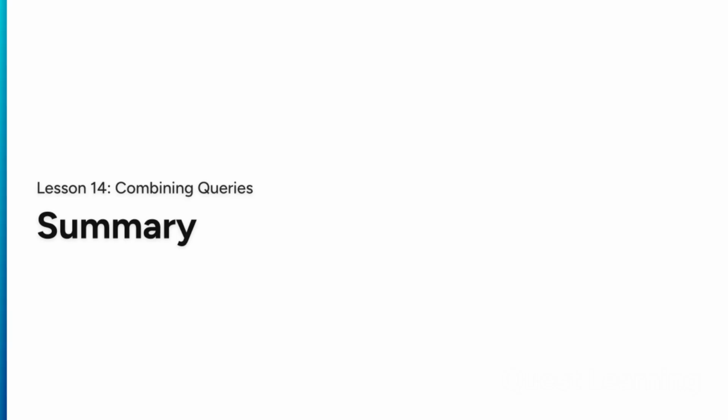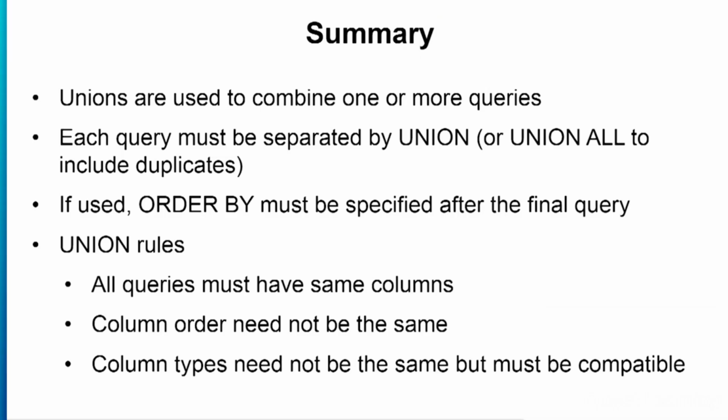Let's summarize. Unions are used to combine one or more queries, and each query must be separated by the word union or union all if you want to include duplicates. If you're using order by, it must be specified after the final query. And some rules about using unions. All queries must have the same columns, although they need not be in the same order. The truth is the types don't have to be the same either. So if one is a character type and one is a variable character, or one is a date and one is a date time, the DBMS will handle that for you. They need to be compatible types, and then union will join the tables and return you one combined result set.